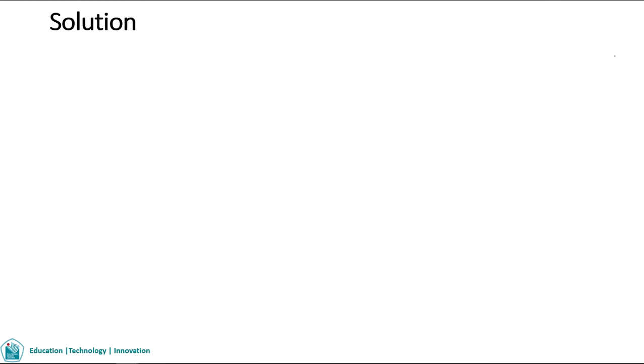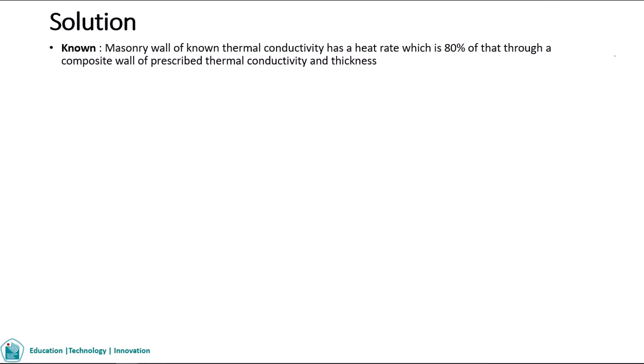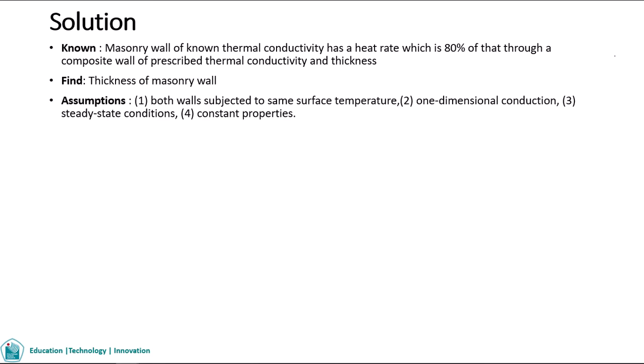So the solution: first, we know that the masonry wall of known thermal conductivity has a heat rate which is 80% of that through a composite wall of prescribed thermal conductivity and thickness. So we need to find the thickness of the masonry wall, with the assumptions: both walls subjected to the same surface temperature, one-dimensional conduction, steady-state conditions, and constant properties.